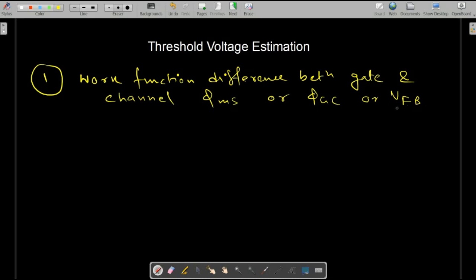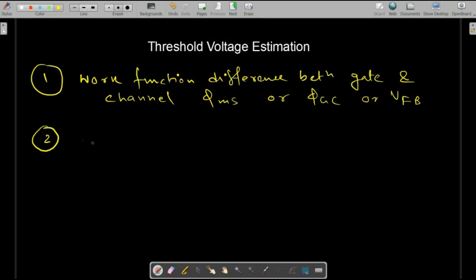Because due to the work function difference between gate and the channel, when we draw the energy band diagram at zero bias condition, there is a little bit of downward bending. That is due to the work function mismatch between the gate and the semiconductor substrate region. The first thing is that you have to make the energy band diagram flat. So this is the first component of the threshold voltage, phi ms or phi gc, or VFB. It is the work function difference between the gate and the channel.